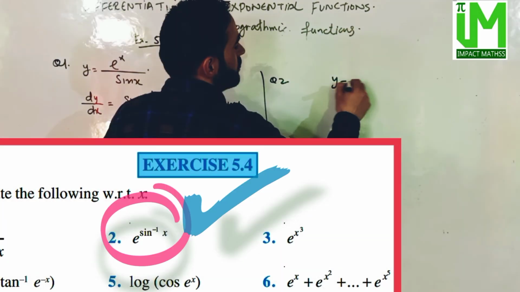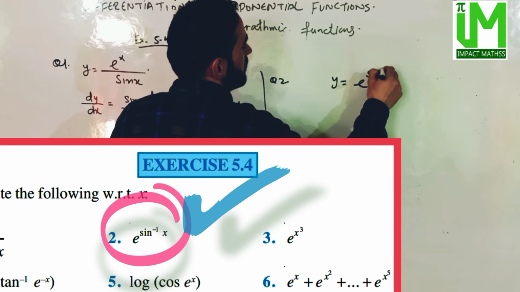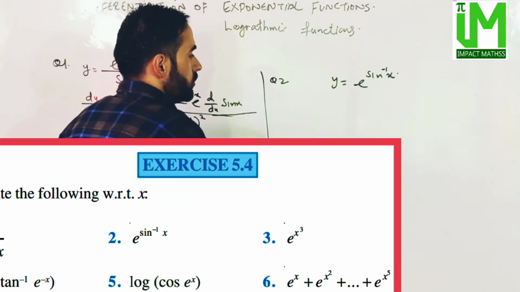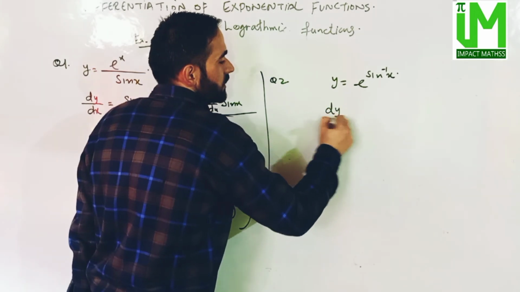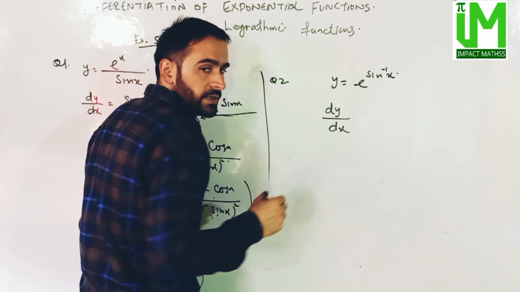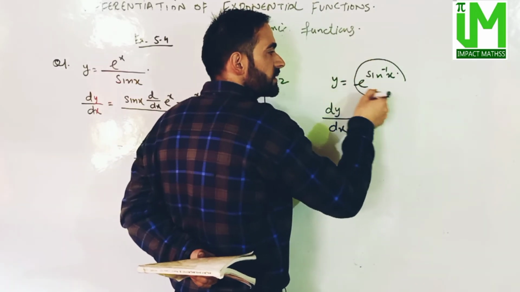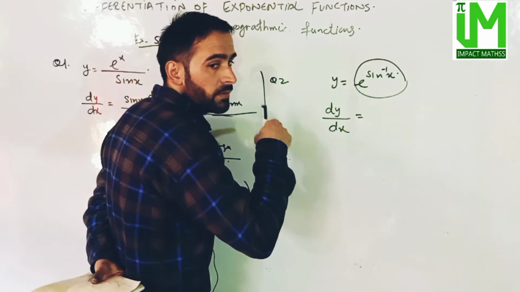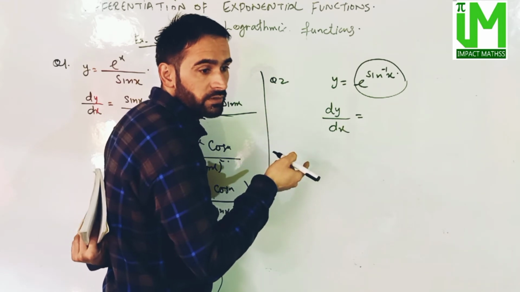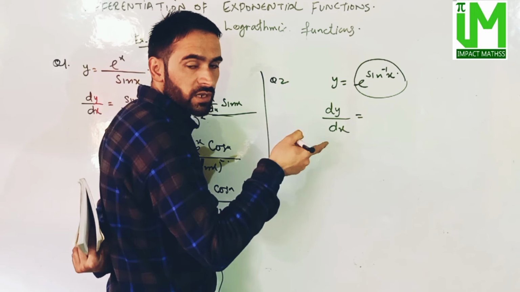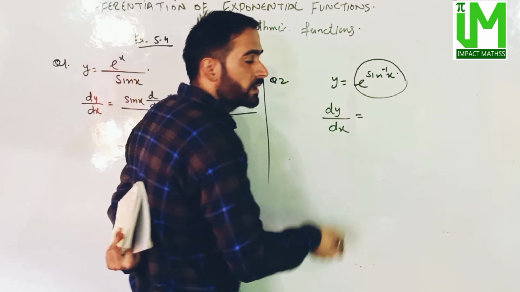Let y is equal to e raised to power sin inverse x. So differentiating both sides with respect to x, it will be dy by dx. But this is a composite function. So we take the differentiation of the external function into the differentiation of the internal function.